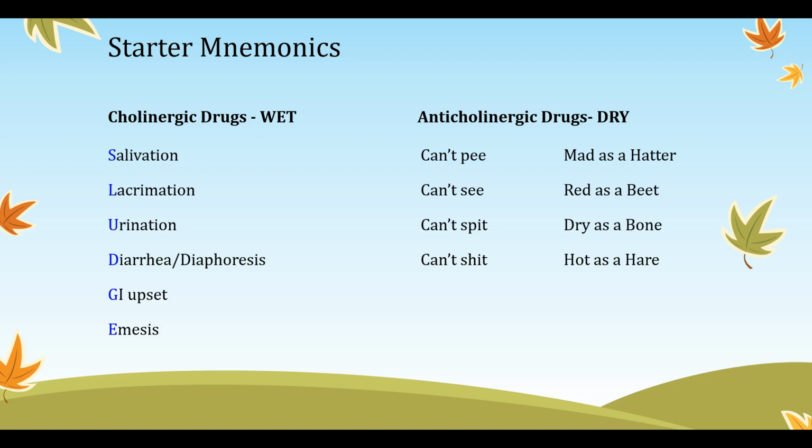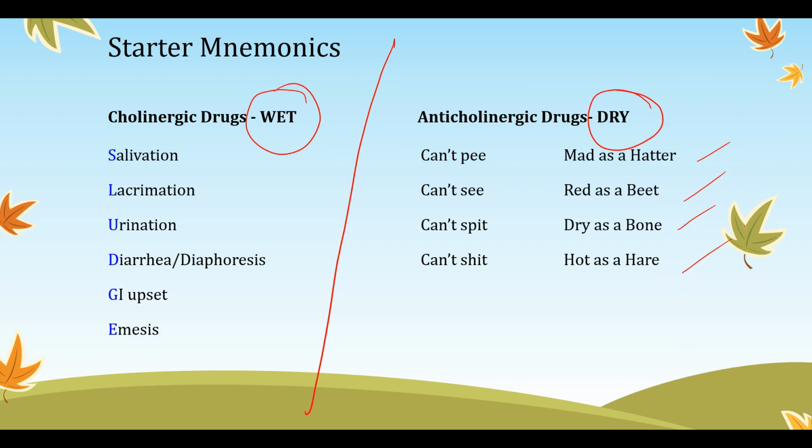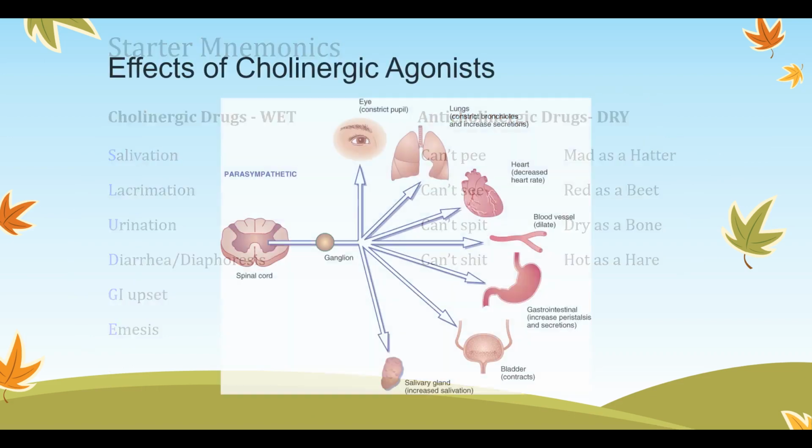These are some mnemonics. Some people learn well with mnemonics. So think of cholinergic drugs, wet, and anticholinergics, dry. So anticholinergics, can't pee, can't see, can't spit, can't poop. So mad as a hatter, red as a beet, dry as a bone, hot as a hare. So dry, they make you really dried out. And the cholinergics cause SLUDGE. So salivation, lacrimation, that's tears, urination, diarrhea, GI upset, and emesis, throwing up. So let's do wet versus dry.